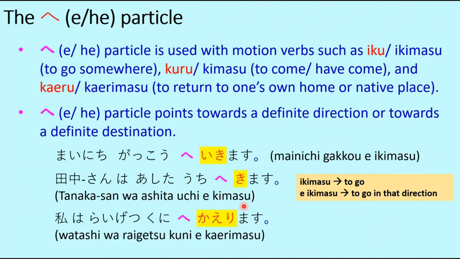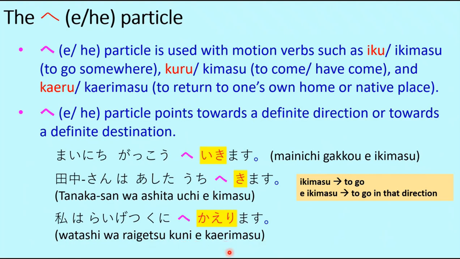Next is kaerimasu. Watashi wa raigetsu kuni e kaerimasu. Now, I had mentioned earlier, kaerimasu is used when someone returns back to his own country or native place or the native village. So, watashi wa raigetsu kuni e kaerimasu. This means I will return back to my country next month. Kuni means country, and raigetsu is next month. Watashi wa raigetsu kuni e kaerimasu.